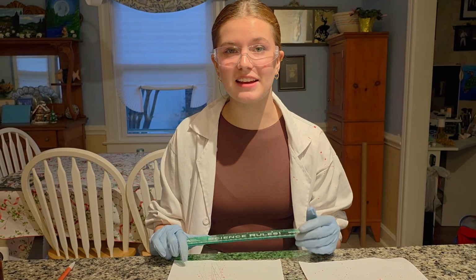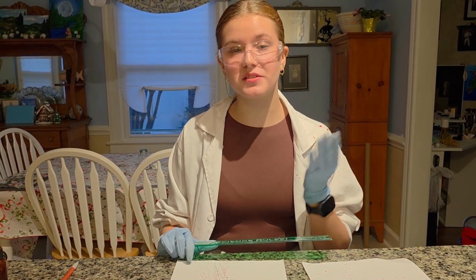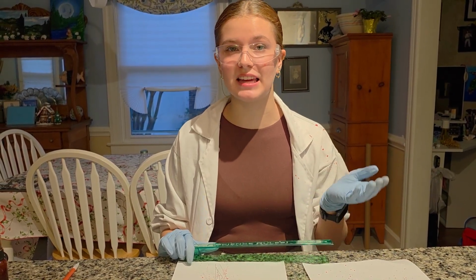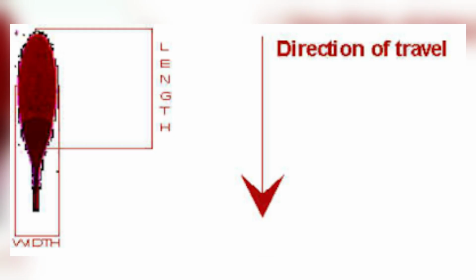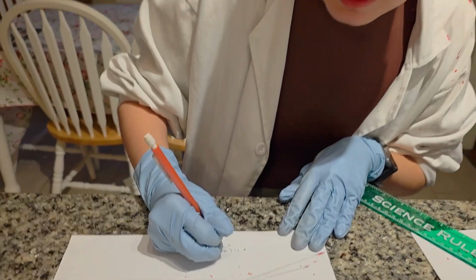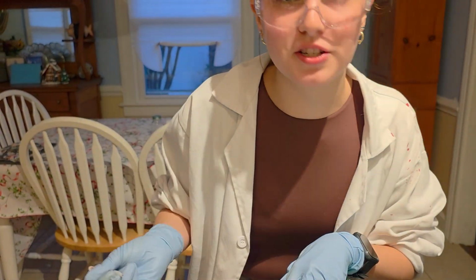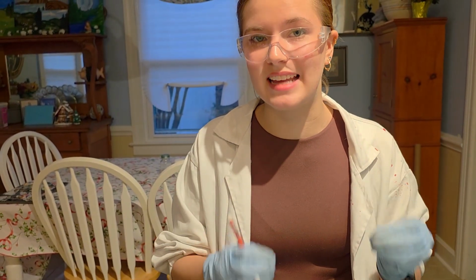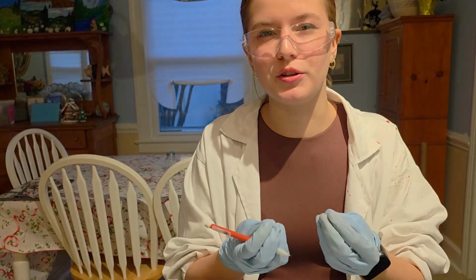Now we're going to find the angle of impact. First we need to choose a couple spots to measure the length and width of. So I'm choosing this point and the length is going to be about 10 millimeters. So our width is going to be about 2 millimeters for this. We always measure in millimeters because it's a more standard and smaller unit of measure.